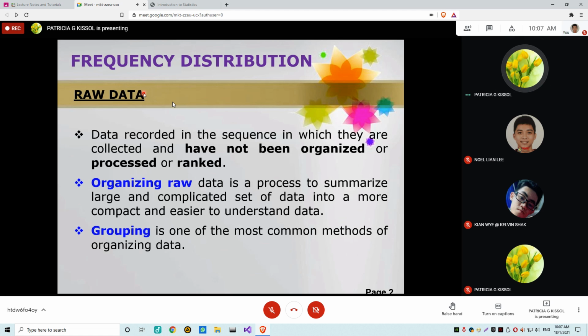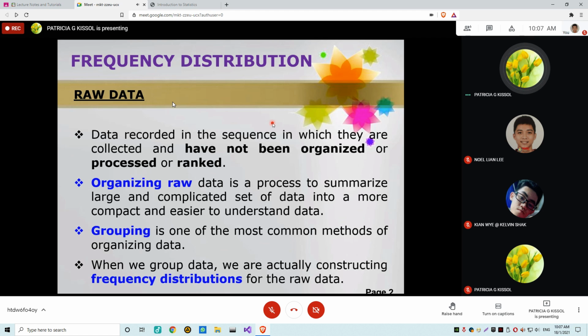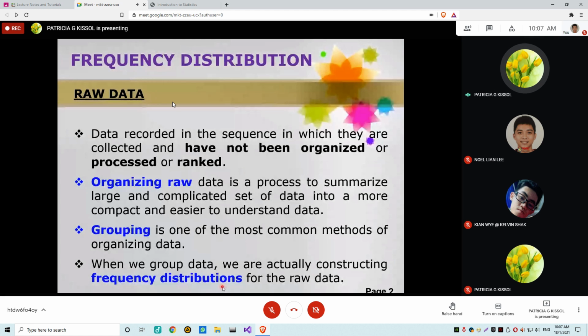Okay, which is something you know already since you've learned it in high school. And therefore, when we do the grouping, we are actually constructing what we call the frequency distribution of the raw data. So that's why I've written the frequency distribution up here. Of course, in our syllabus, we do not go and collect data. The data is already given to us in the form of a frequency distribution. It's already in the form of a table. We just need to evaluate the data.